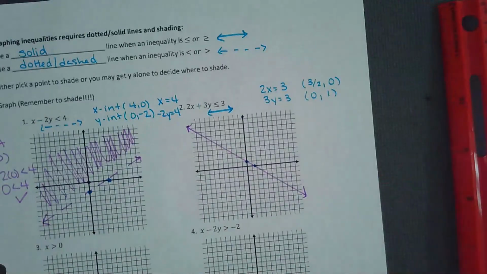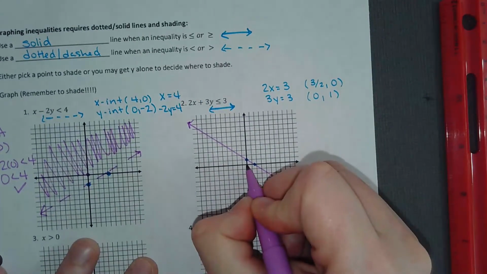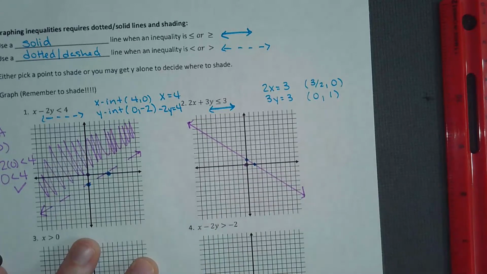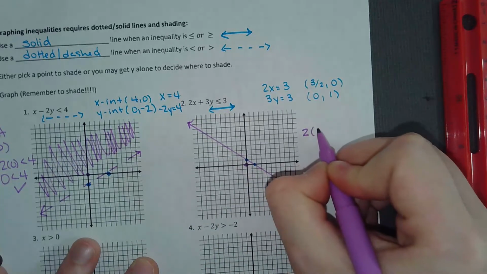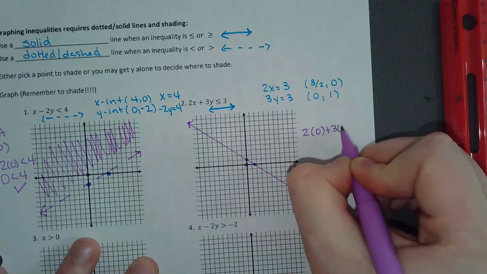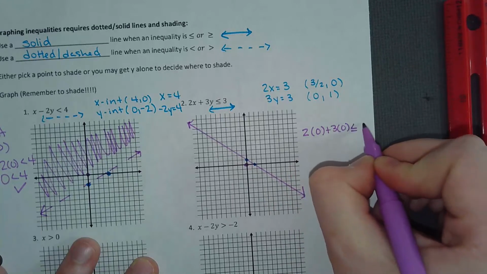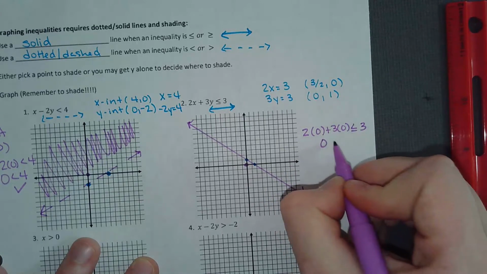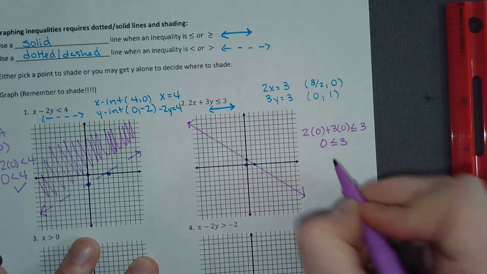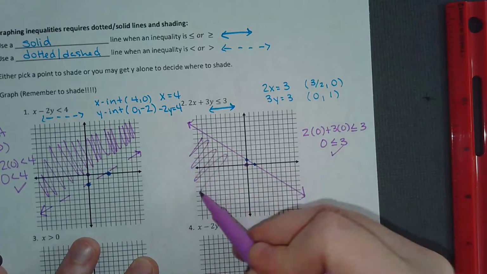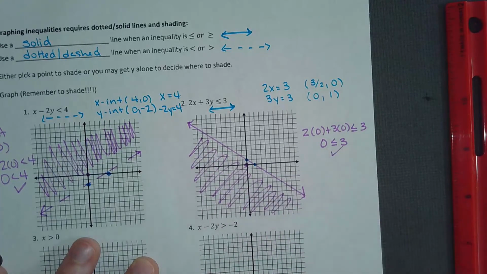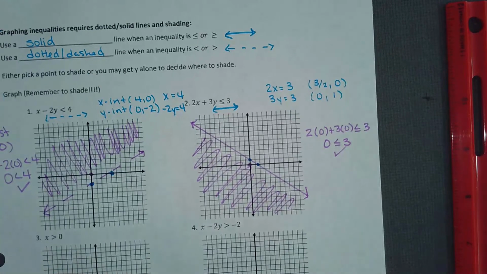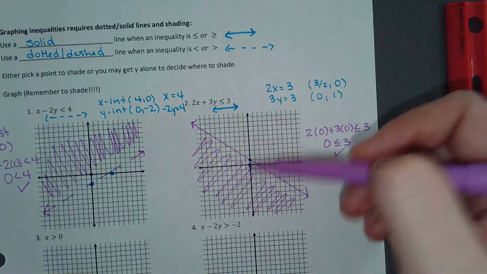Since I can pick (0, 0), I'm going to test it. So 2 times 0 plus 3 times 0, is that less than or equal to 3? Is 0 less than or equal to 3? That's true. So then I'm going to shade on this side. If it wasn't true when I did this, I would shade on the opposite side.